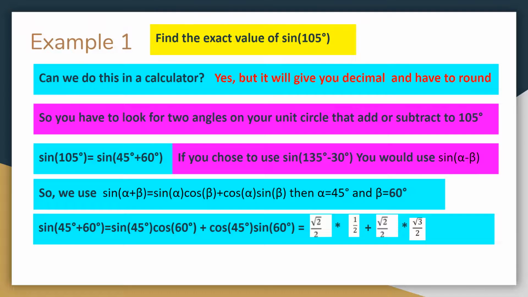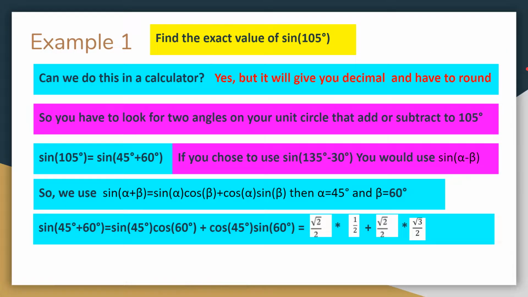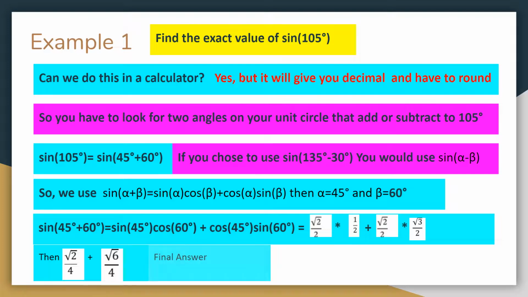And now PEMDAS tells us to do the multiplication first. So root 2 over 2 times 1/2 is root 2 over 4. Root 2 over 2 times root 3 over 2 is root 6 over 4. As you can see, they have common denominators. So my final answer is root 2 plus root 6 over 4.